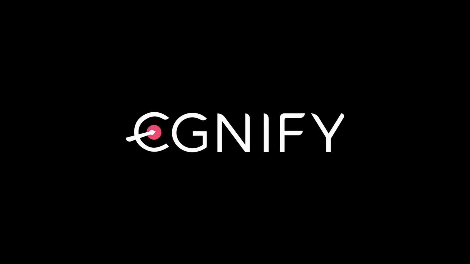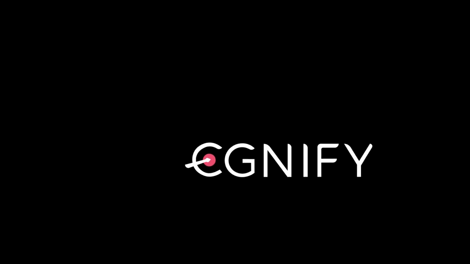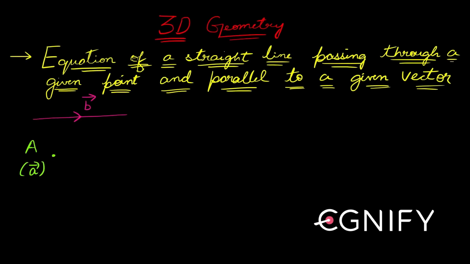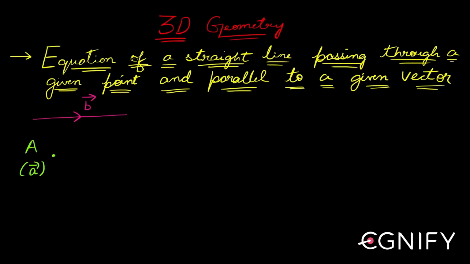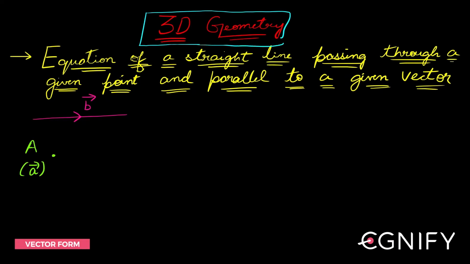Let's look at the equation of a straight line passing through a given point and parallel to a given vector. So now we are actually entering the real three-dimensional geometry. Now we will look at points and try to create equations of lines. We will look at points and lines and try to create equations of planes, right?